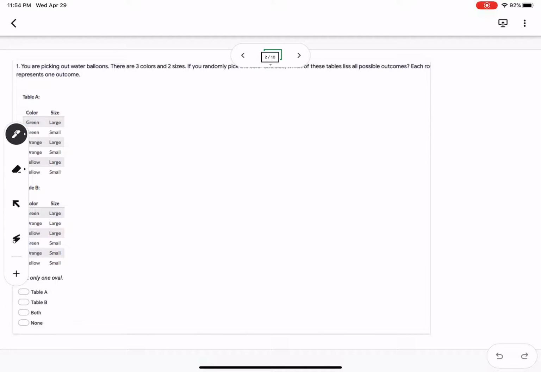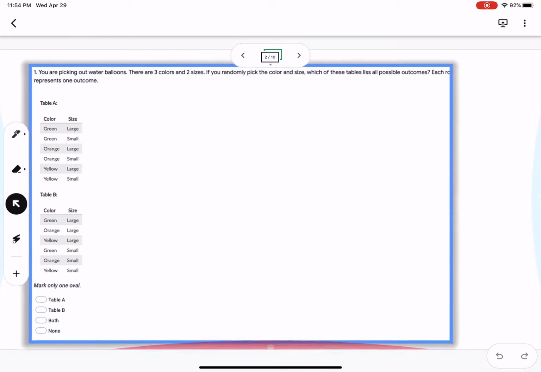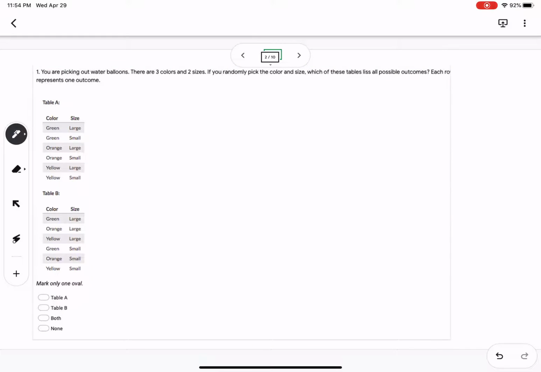Okay, so number 1. It says you're picking out water balloons. There are 3 colors and 2 sizes. If you randomly pick the color and size, which of these tables list all possible outcomes? Each row represents one outcome. So rows are horizontal, so that's a row.